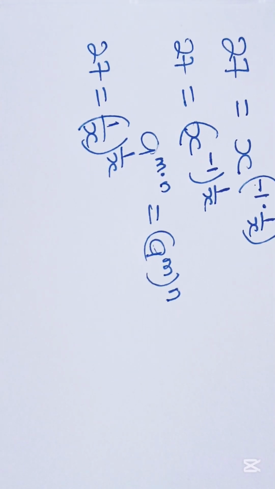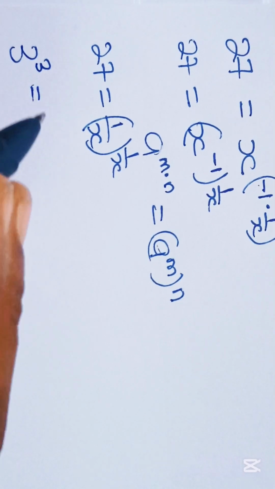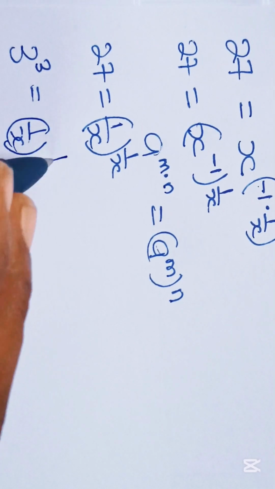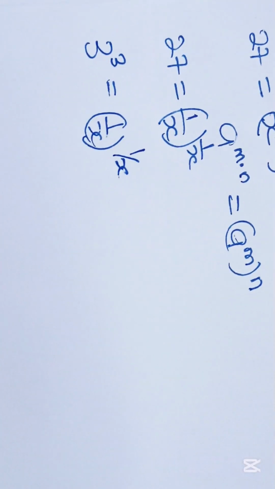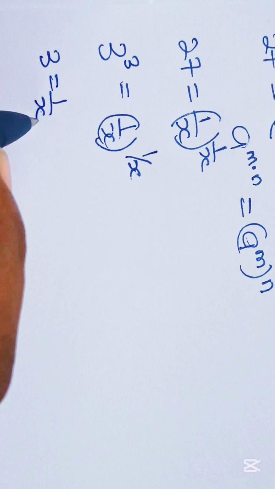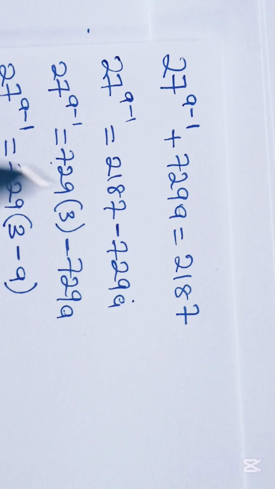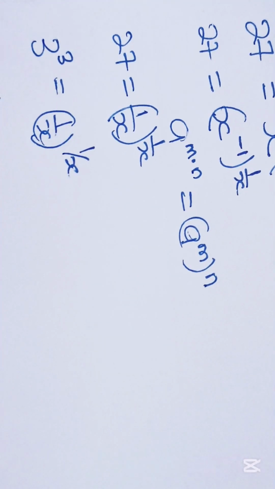Now 27 is the same thing as 3 to the power of 3, which is equal to 1 over x raised to the power of 1 over x. So by comparison, we can see that 3 is equal to 1 over x. Wait, we are not looking for the value of x. We're actually looking for the value of a. So let's see how we are going to get that from what we are just doing.